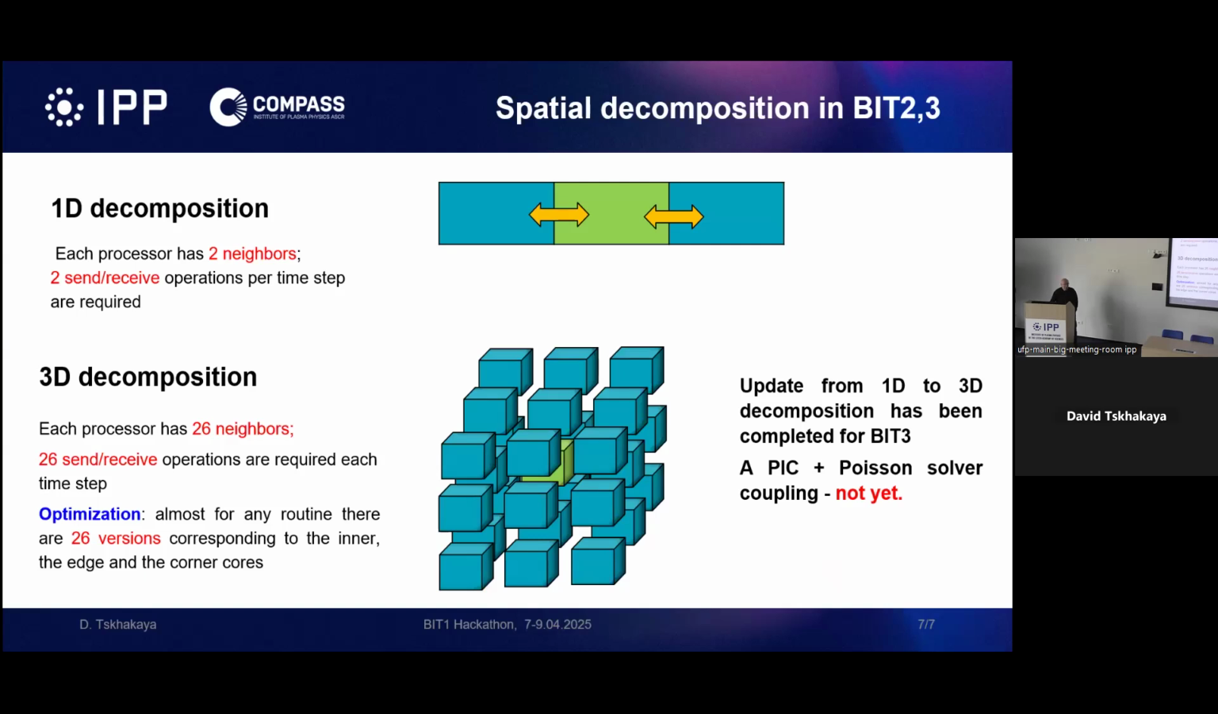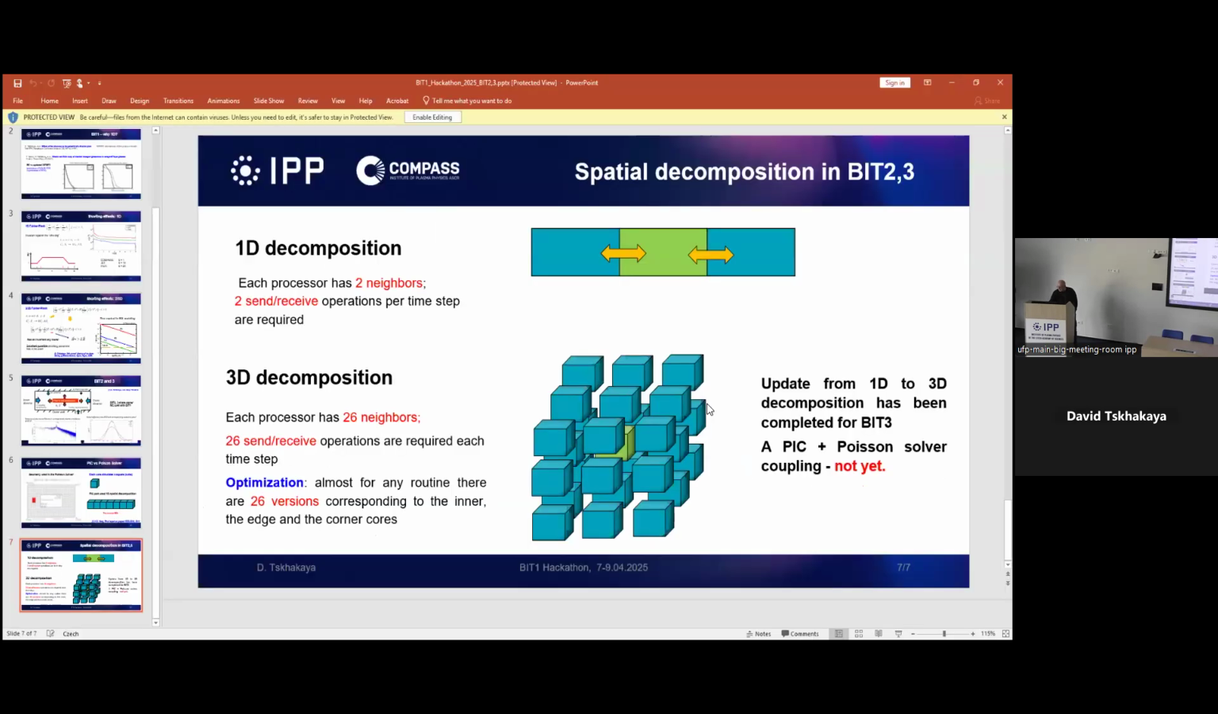Okay, no questions. I don't see if there is someone from outside asking questions. Okay. Please, yeah. Just a quick question. Which kind of solver do you use for the 1D? Like a multigrid or? Multigrid, yeah.